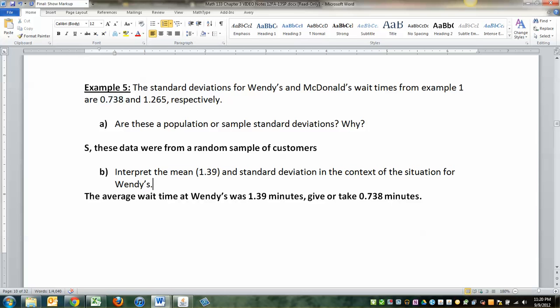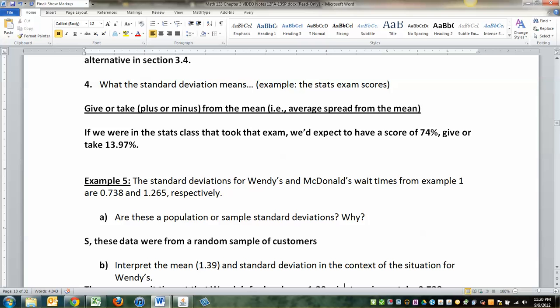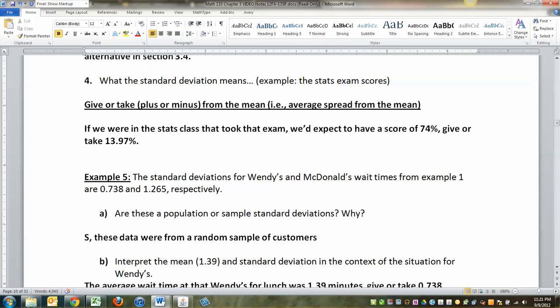The mean was 1.39. The standard deviation was 0.738 for Wendy's. So what does that mean if you go to Wendy's? So the average wait time at Wendy's for lunch, and it's at that Wendy's, not all Wendy's, but for lunch was 1.39 minutes, give or take 0.738 minutes. Notice, by the way, the minutes and minutes thing, and the percent and percent thing. Standard deviation should have the same units. So I put it right here.